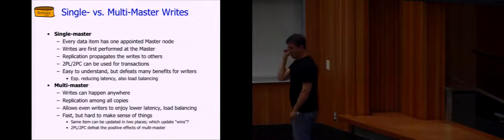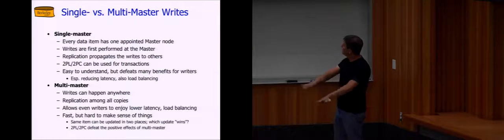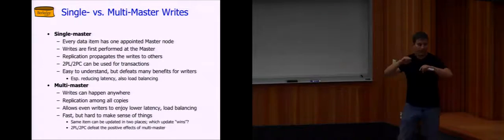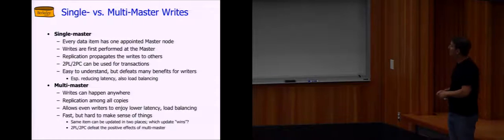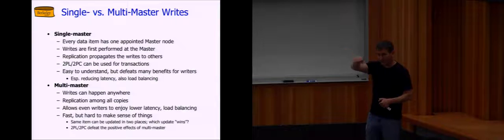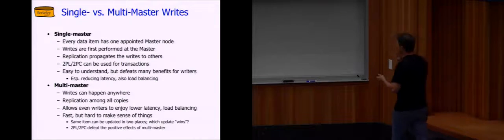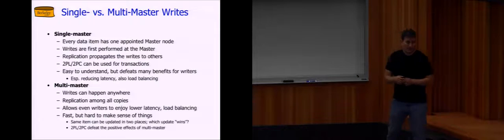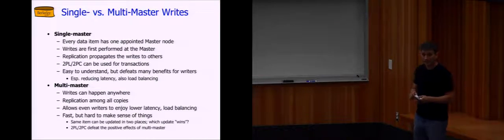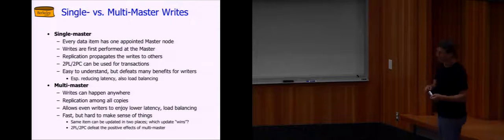Writes are always sent to the master. The master performs the write first, and then asynchronously propagates those writes to the copies. Okay? And it doesn't have to be that there's a master for all things, right? The mastering of different items could be different, but every item has one master. You can use two-phase locking and two-phase commit to layer transactions on top of this, right? In a very natural way, because all the locks can be set at the masters of the data items.